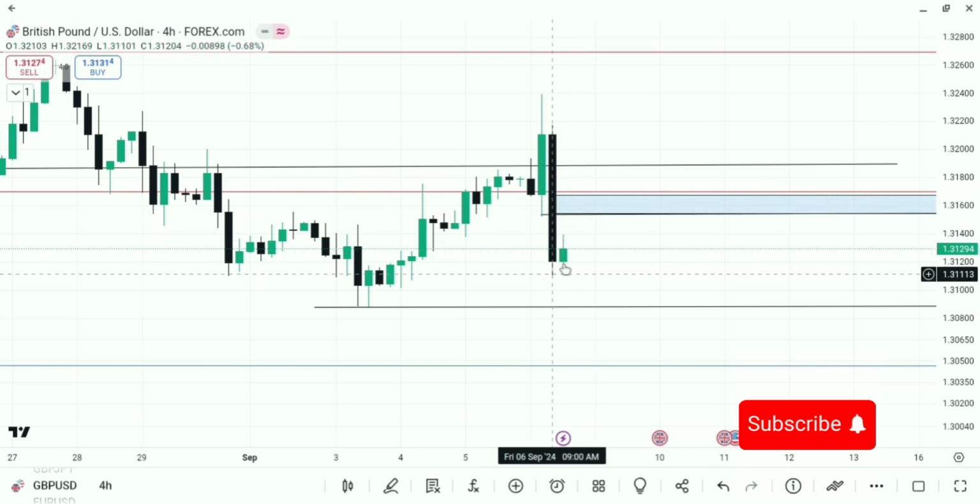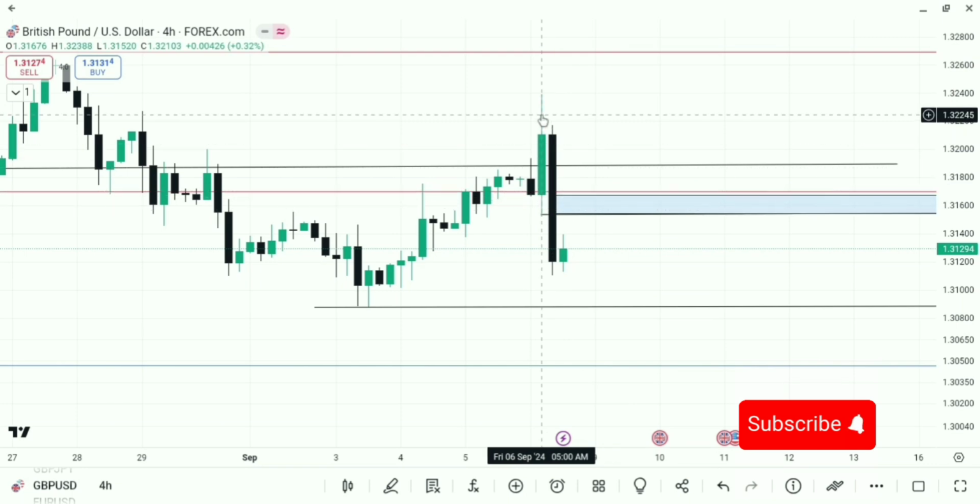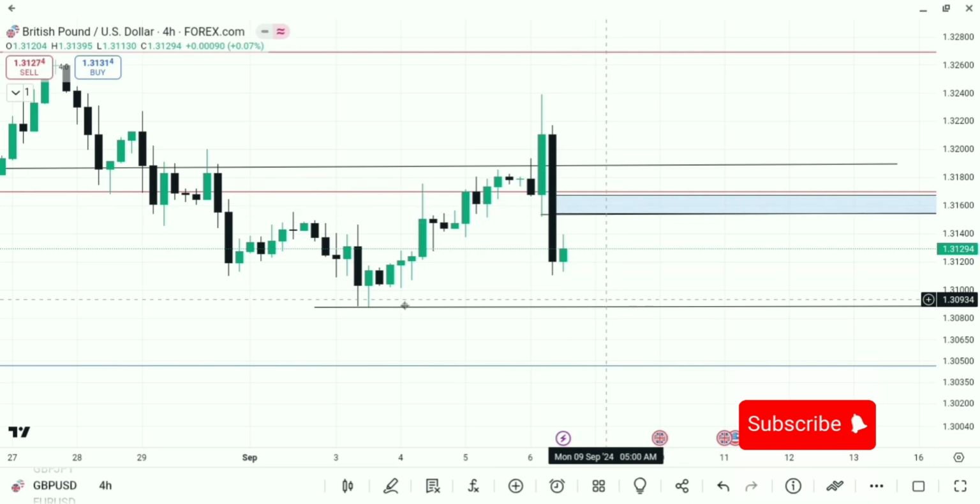So it will move up to this last up close candle before the down move, then probably see it take this low.